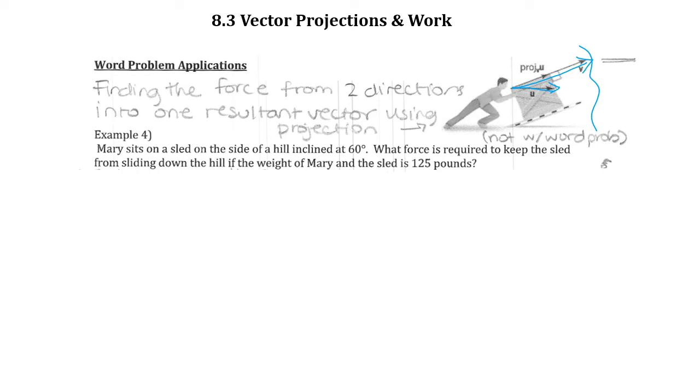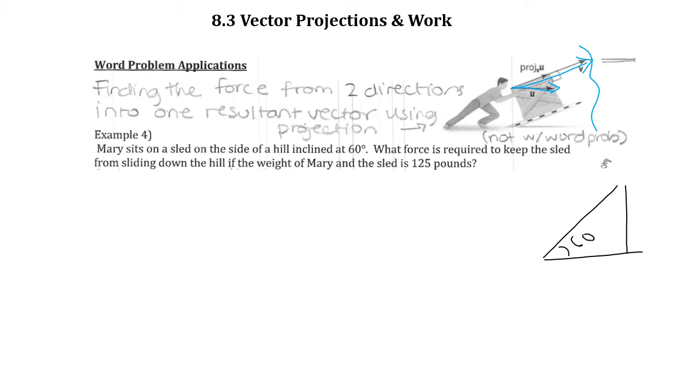So to make things easier, well, let's read the question first. So Mary sits on a sled, so drawing a picture is helpful. Here's a hill in the shape of a nice triangle. And this is 60 degrees.